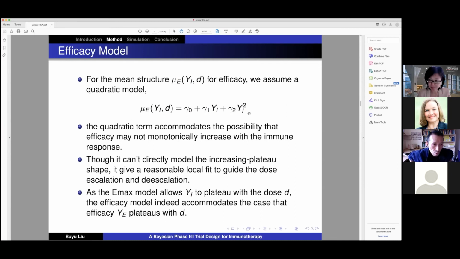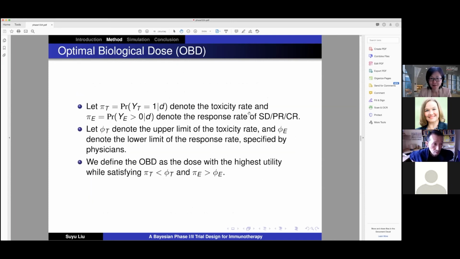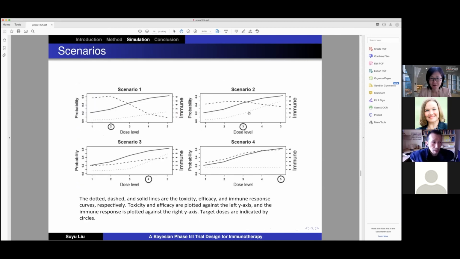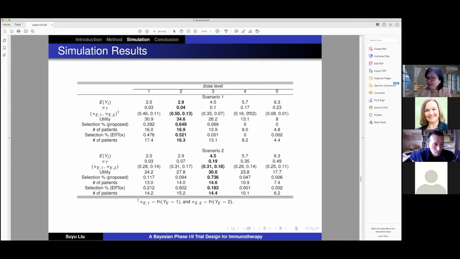Mm-hmm. I see. So another question I had is in the simulation. You have the efficacy and toxicity only selection procedure as a comparator. Could you tell me a little more about the efficacy toxicity only selection? Are you using the same joint model, or what's the difference? Oh, the FTOX model, okay. So for each dose level, you have estimates of their toxicity, and you also have estimates of their efficacy, right?